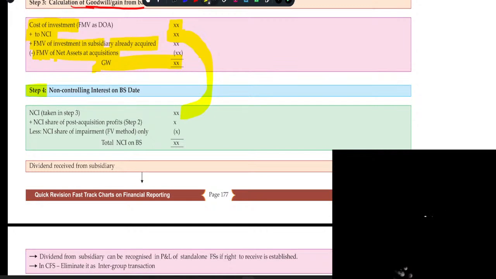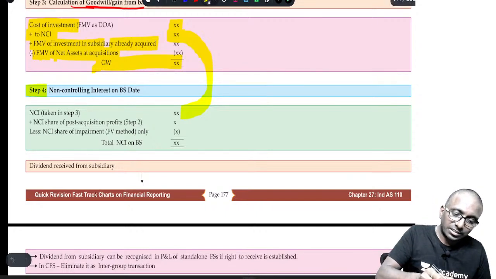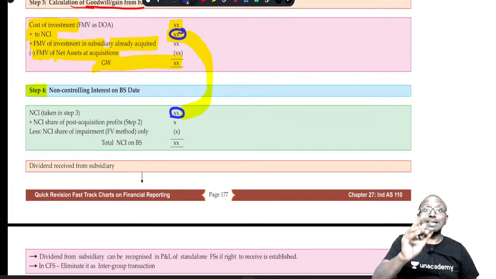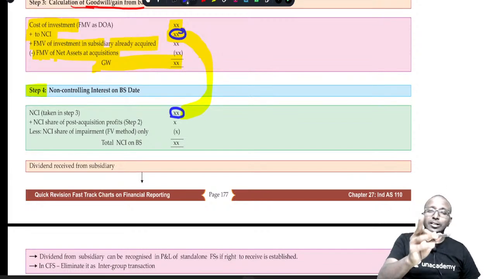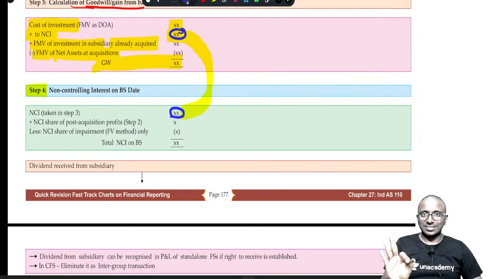Sorry. The NCI which is taken in step 3, the same number is going to come here. This NCI is as on the date of acquisition. As I told you, as per your accounting policy, whether it is fair market value or proportionate method, that's all. But on the balance sheet date, there is no such policy. Only on the date of acquisition do you have such a policy.